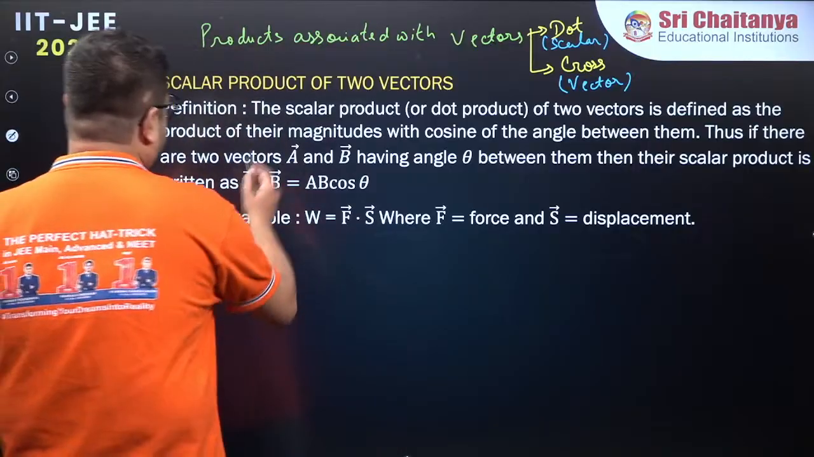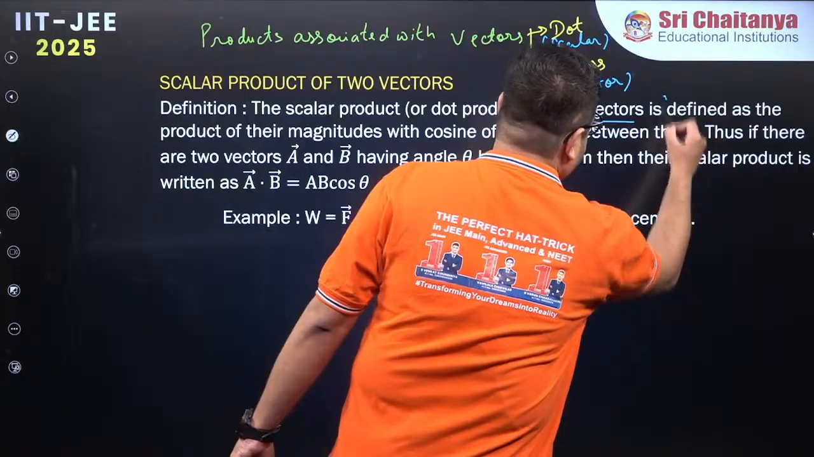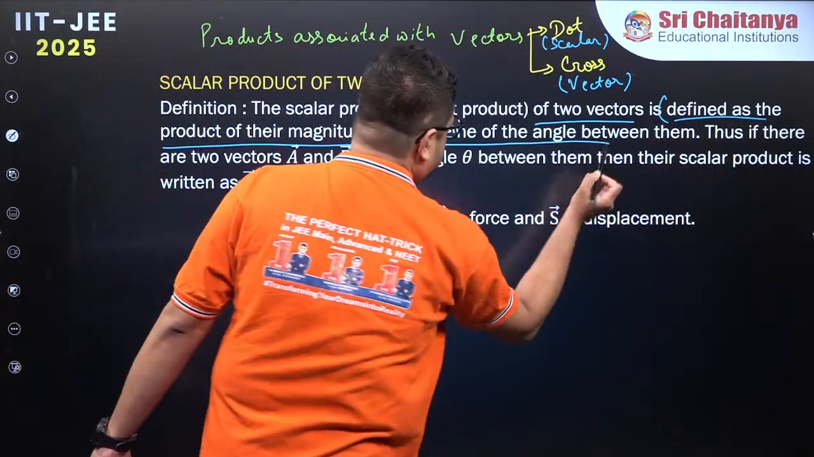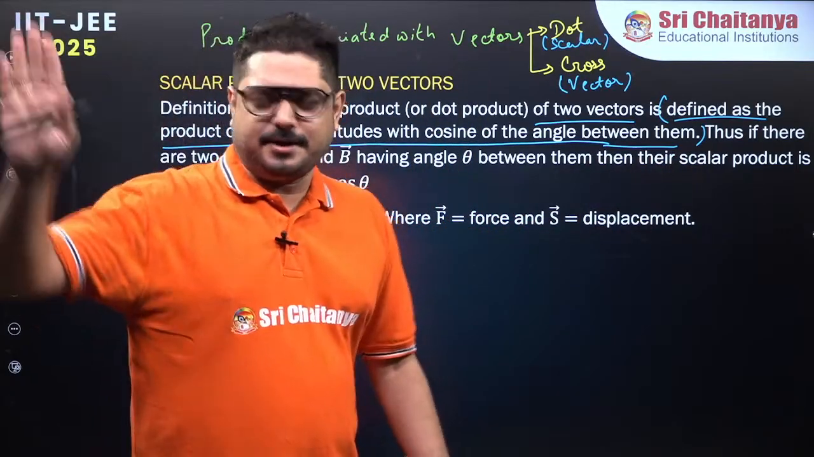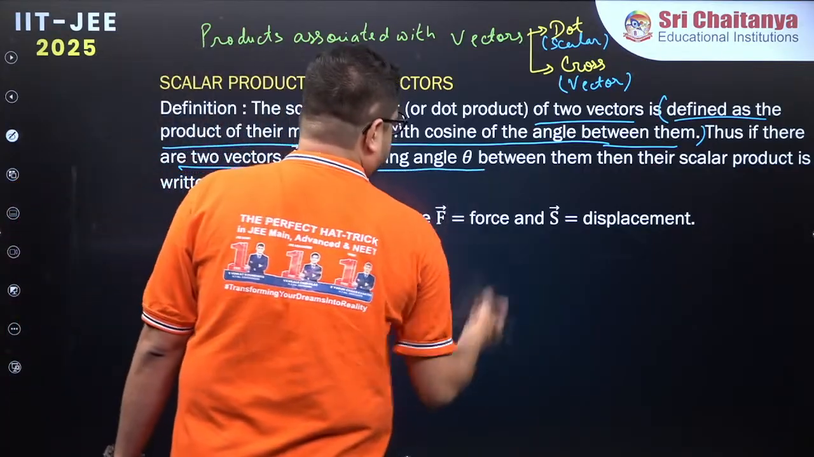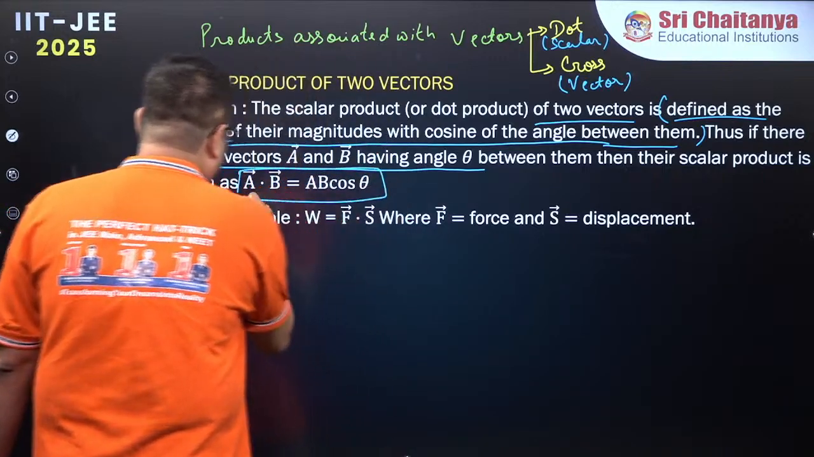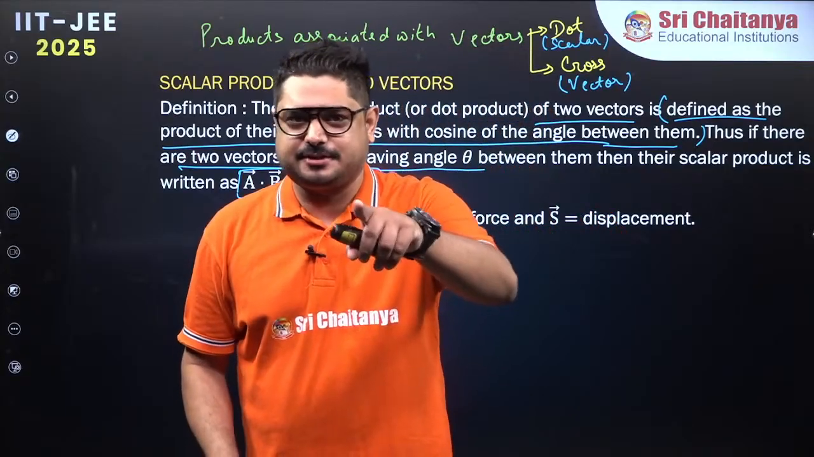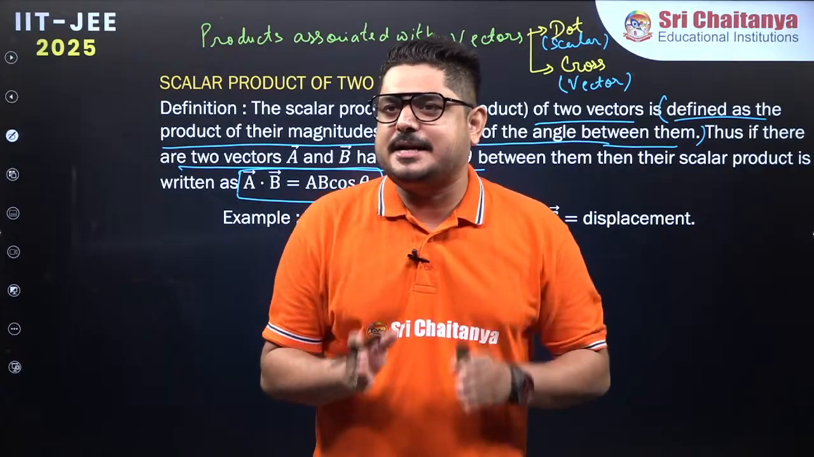The scalar product or dot product of two vectors is defined as the product of the magnitudes with the cosine of the angle between them. Thus, if there are two vectors A and B having an angle theta between them, their scalar product is written as A dot B is equal to AB cos theta. See, the dot which I am using here is an operation. That's no more a multiplication.